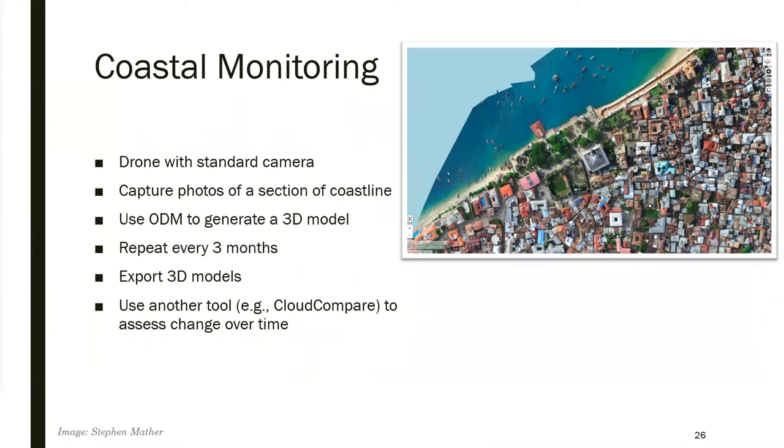For coastal monitoring, you might have a drone with a standard camera, just a DJI Phantom, easy stuff. You can use it to capture photos of a section of coastline, load those into OpenDroneMap, and generate a 3D model. You might repeat those measurements every month or every 3 months, or you might go out and take fresh measurements after a storm to see what effect that recent storm has had. So you can generate those 3D models, export them, and then use another tool such as CloudCompare, there are several, to assess change over time. That's another way you can use it.